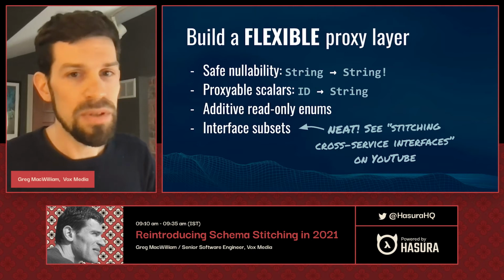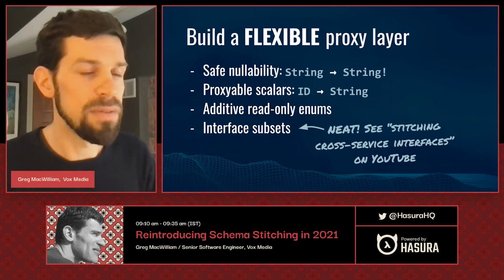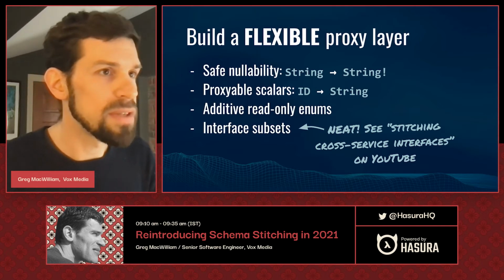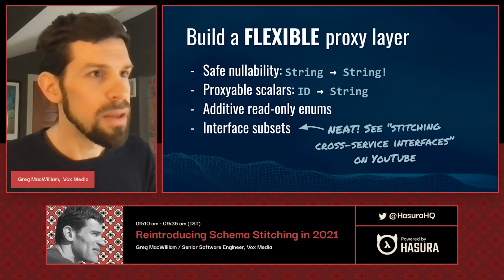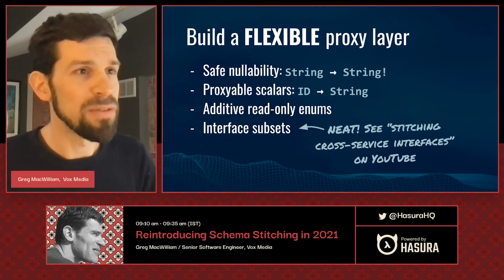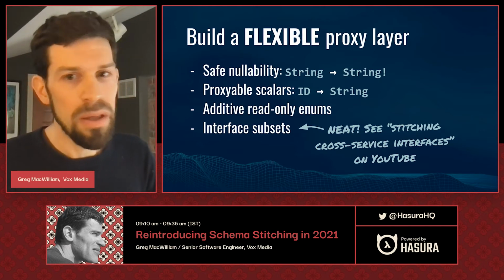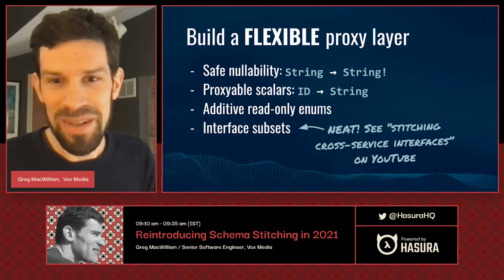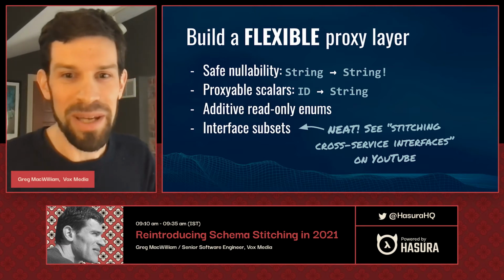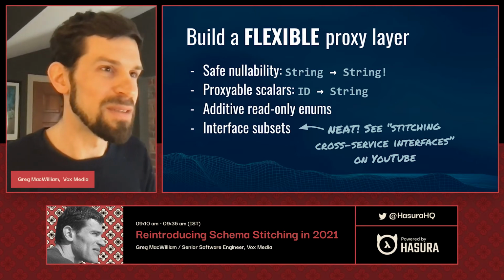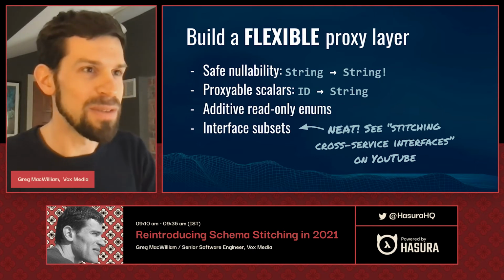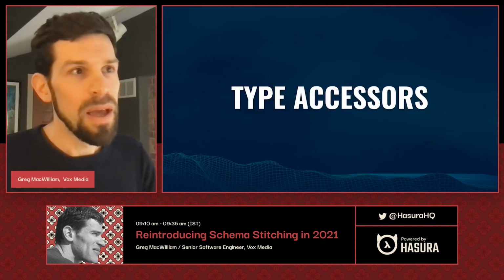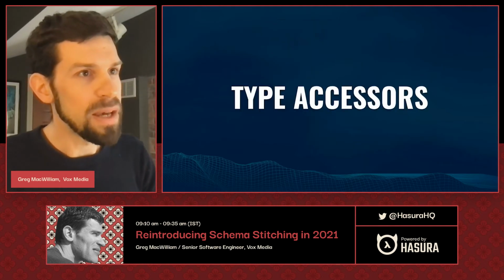Things like scalar types. There's no reason that an ID field inside of the gateway couldn't proxy a string underneath it. Read-only things like enums can be additive. And then interface subsets. This is really one of my favorite features, actually. This is a fairly involved explanation, so I'll defer you to this YouTube video here that I recorded a while back. Check out Stitching Cross-Service Interfaces, and it walks through the process of how an interface can actually be distributed across numerous subservices.